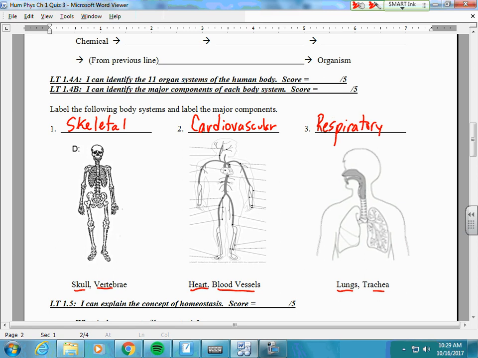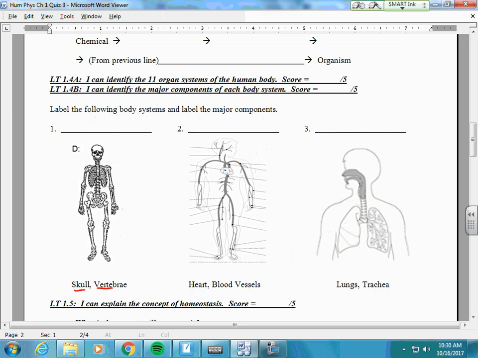Then if I'm going to label them, of course, the skull up here. This is 1,4B. The vertebrae, or I could have even labeled up there, either one. Heart, there's the heart. And blood vessels. And the last one we have the lung. And we have the trachea, which is the windpipe. Not the food tube. It's air tube. Okay.